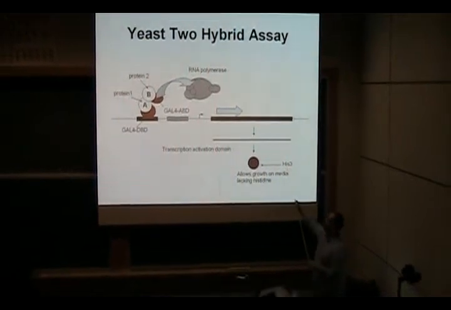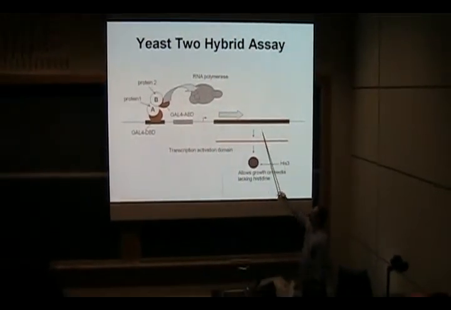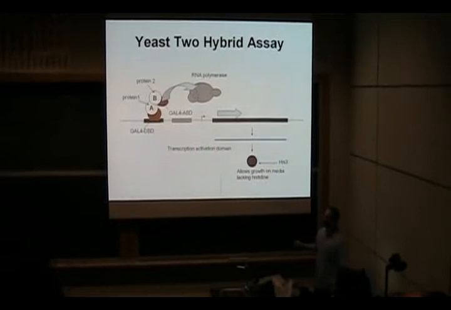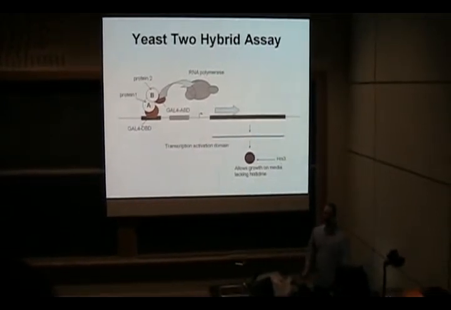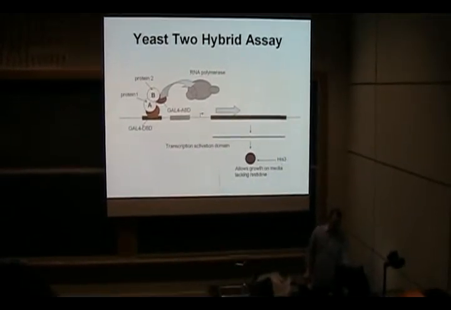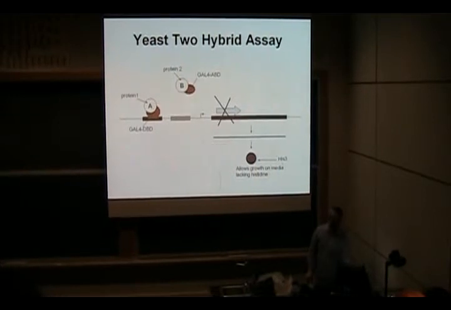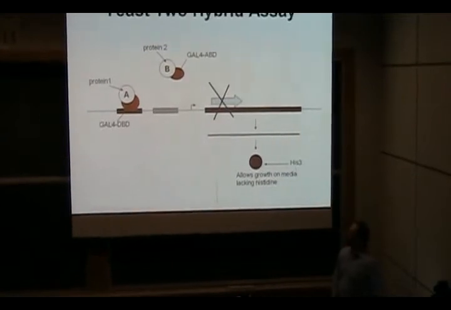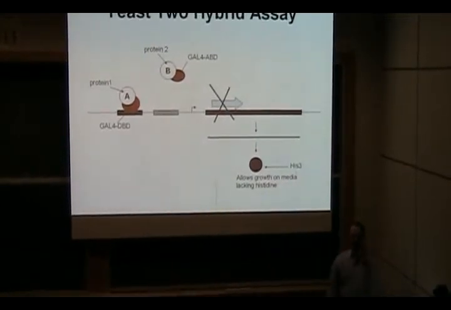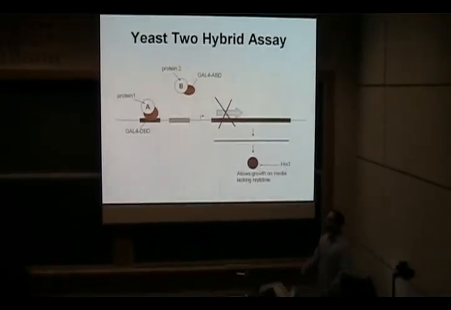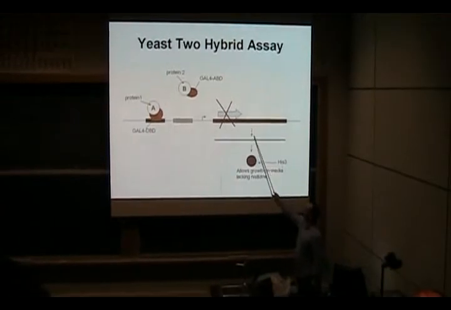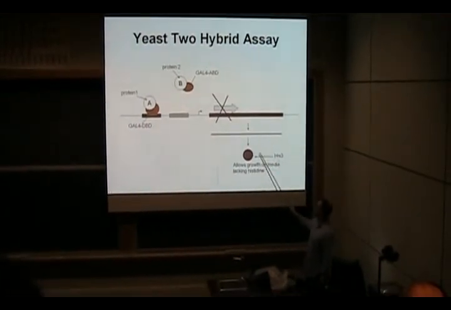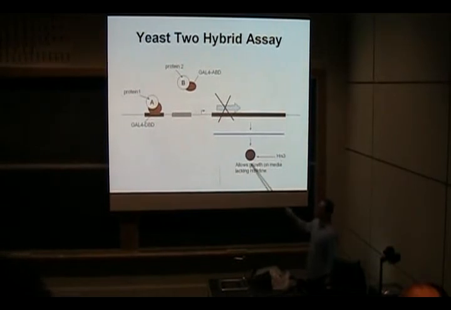Enough so that they can activate transcription of the reporter gene, so that you would see, in this case, growth on histidine. If those two proteins don't interact, then you're not going to have any transcription. So then there's no transcription here, there's no gene product, there's no protein, there's no growth on histidine.